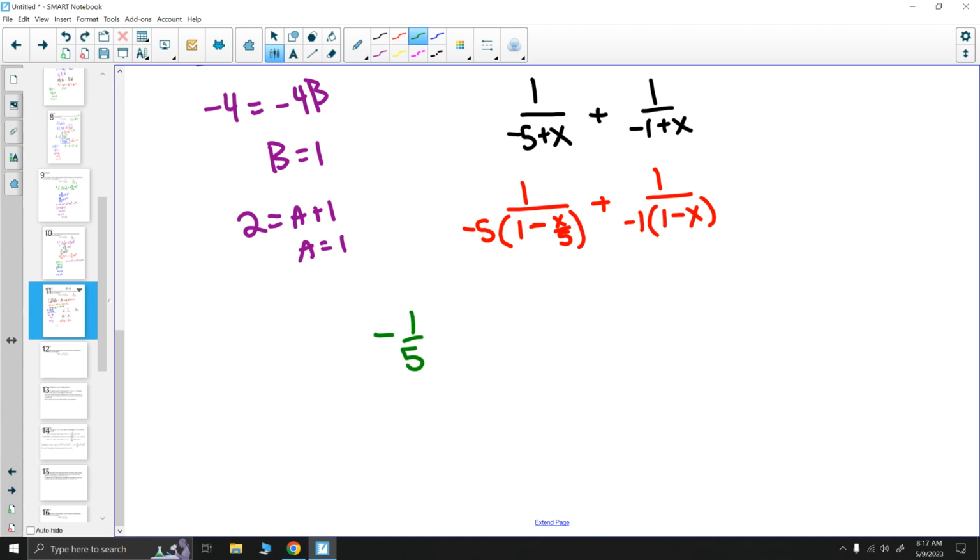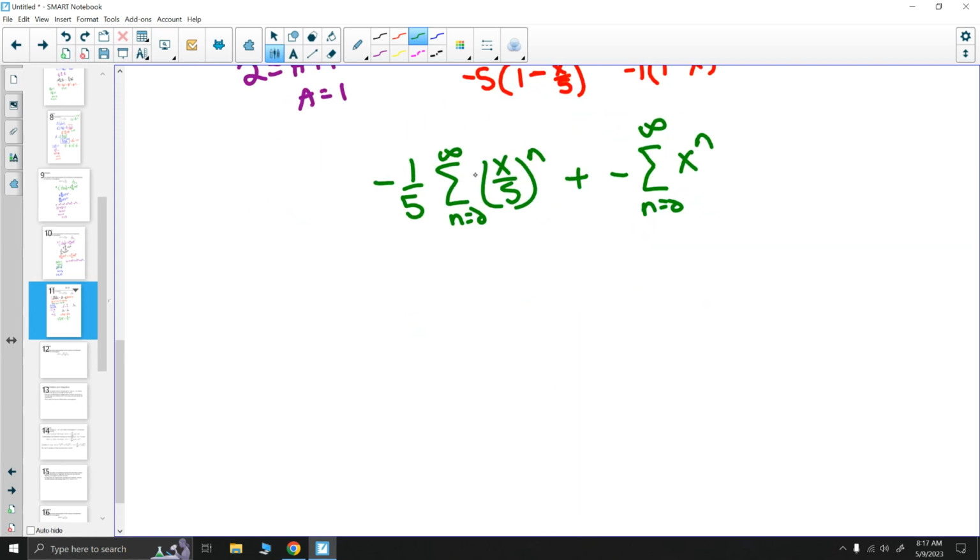Negative 1/5 times the sum, n equals 0 to infinity, of x over 5 to the n, plus, over here, this negative 1, so it's really negative the sum, n equals 0 to infinity, of, this is just the normal form, so that would be x to the n. All right, now we have these two sums, but that's a 5. I'm going to put that in there. So this is, again, like x to the n over 5 to the n, n equals 0 to infinity.